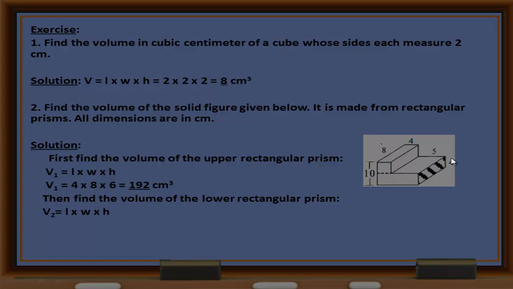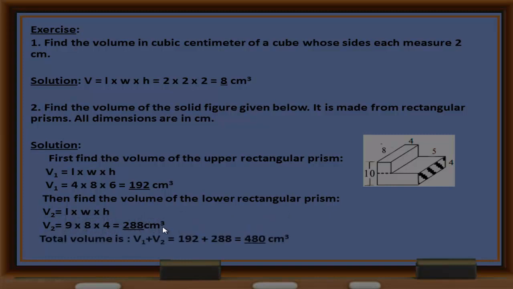Volume is equal to length times width times height. Therefore, the length is 9, that is 5 plus 4. The width is 8, since this one is 8. The height is 4. After we multiply it, 9 times 8 is 72. 72 times 4 is 288 centimeter cube.